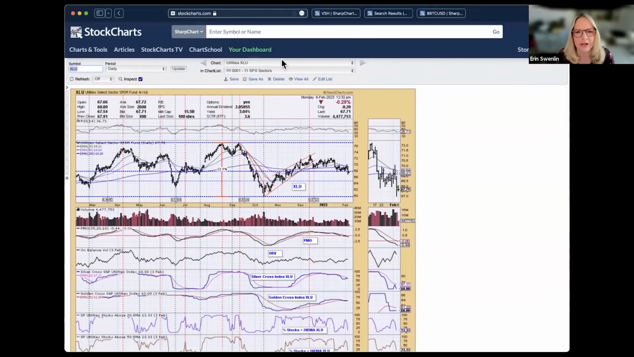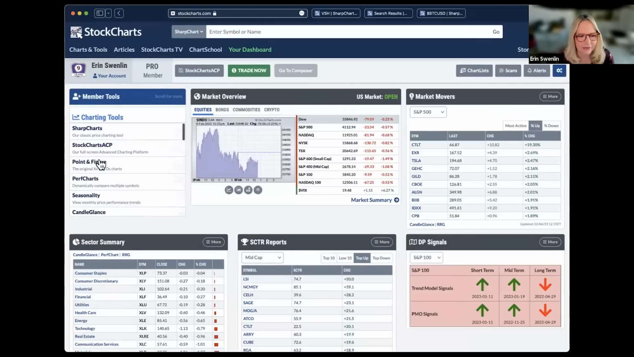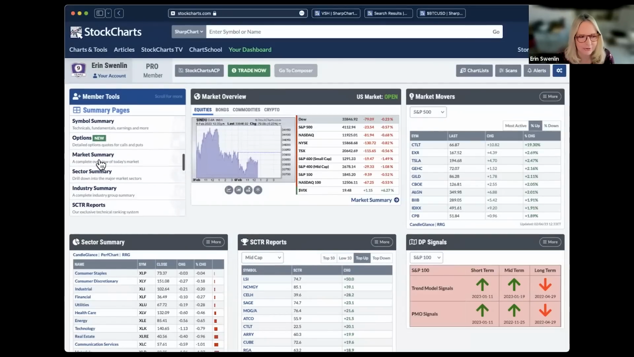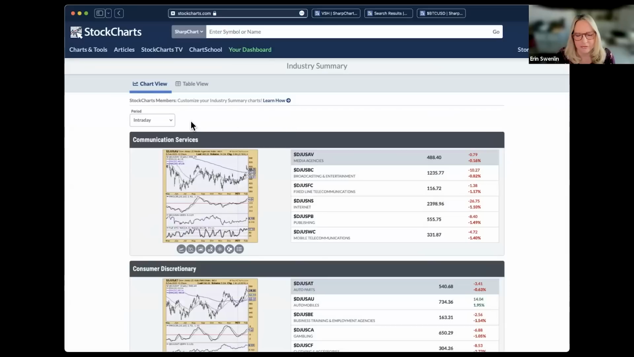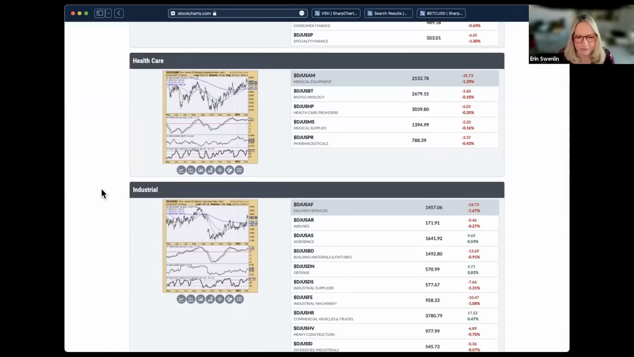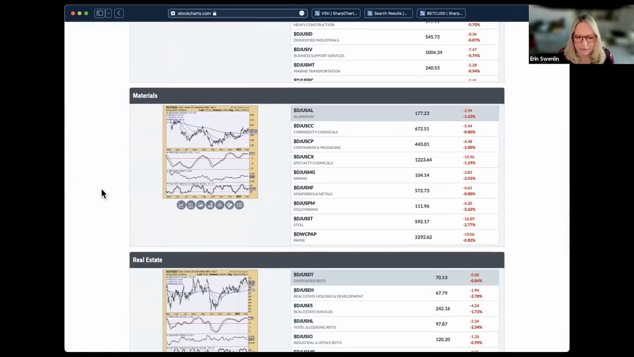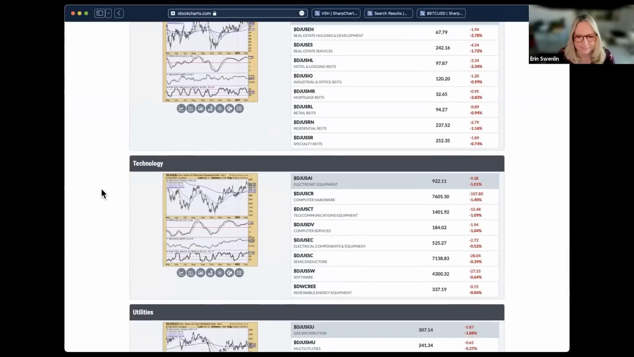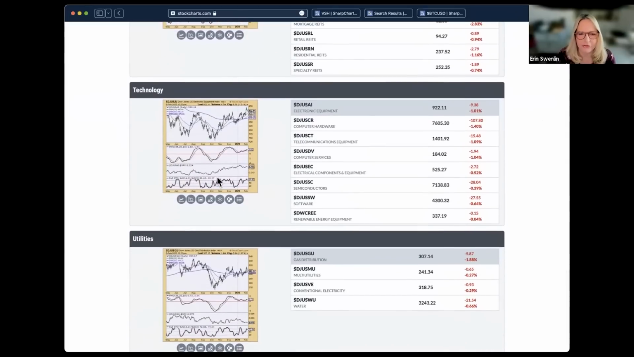Okay, we're at 9:30. I'm going to go very quickly. We're going to just flash through some of those technology industry groups using the industry summary. So it does it by sector, and then here are your industry groups. This is really a go-to for me. I go to this industry summary quite often. So here we are at technology.